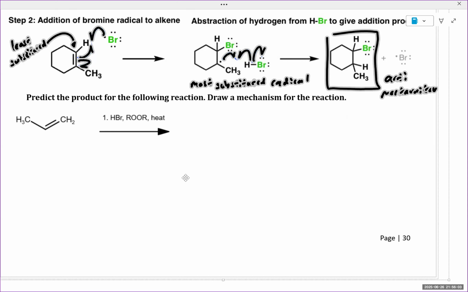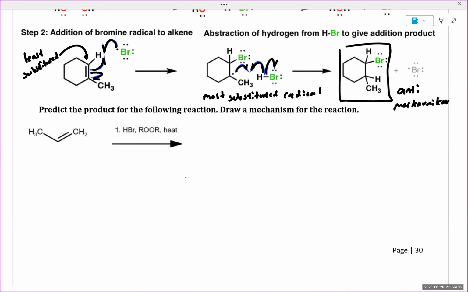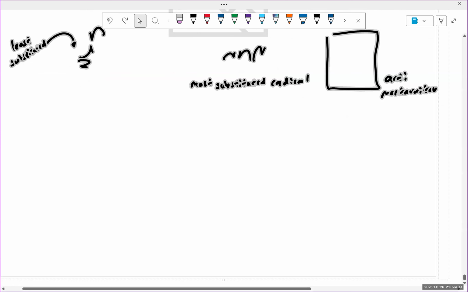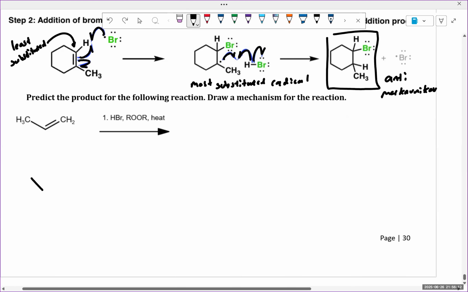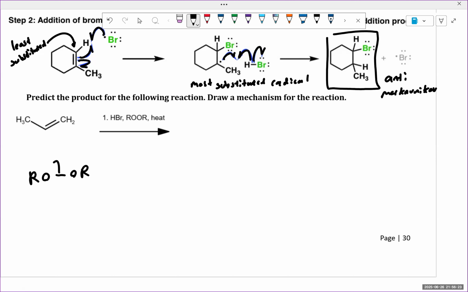Okay, so first and foremost, in radical hydrobromination, we first have to initiate this reaction. So we have our peroxide. We're going to break that oxygen-oxygen bond and generate this oxygen-centered radical. From here, we're going to pull off a hydrogen via abstraction. That generates an alcohol as well as the bromine radical.